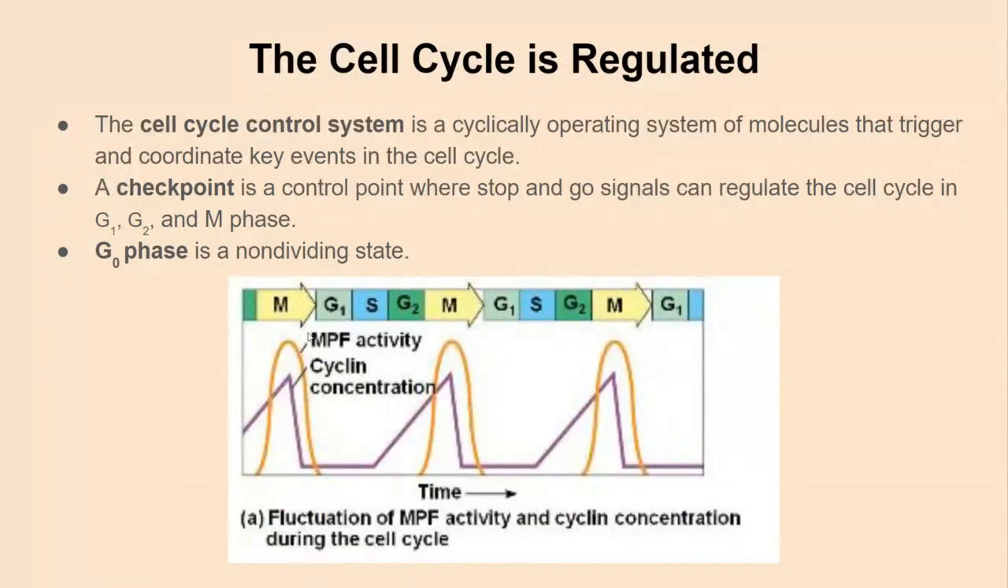Now, how do we go from one phase to the next? Well, we have to pass a checkpoint, and there is a checkpoint at each phase. For instance, if the cell does not pass the checkpoint between G1 and S phase, then it will stay in G0 phase. If it does not pass the checkpoint between S phase and G2 phase, then the cell will not divide, and it may even cause apoptosis. If the cell does not pass G2 phase, then it will not divide into 2 daughter cells, and it will just kind of stick around.